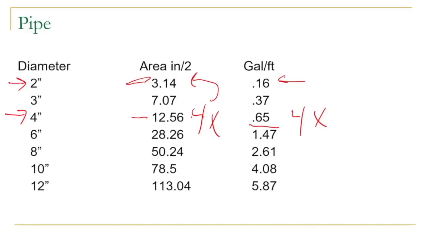As you can see, it just keeps scaling itself up. And you get up to these massive pipes over here, 12-inch. Just in a 1-foot section, it's 6 gallons of water. You've picked up a 5-gallon pail of water. You know how heavy that is.